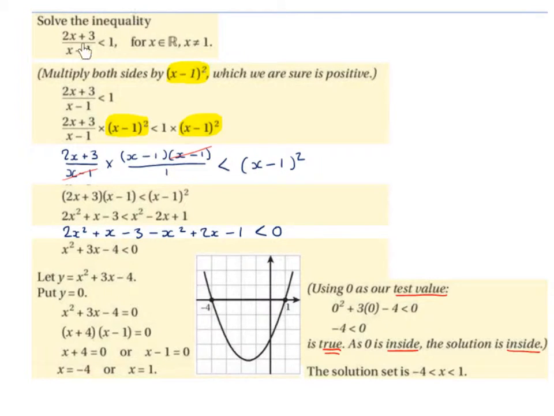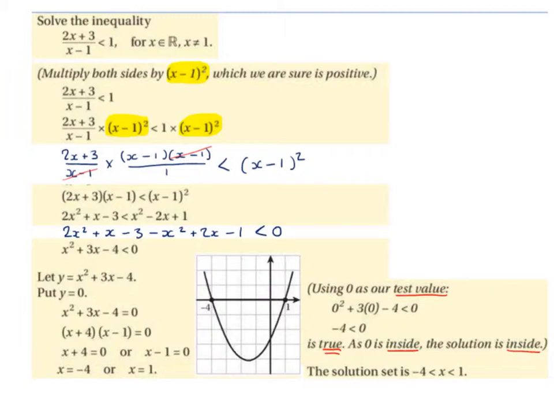Solve the inequality (2x + 3)/(x - 1) < 1 for x elements of the real number set where x is not equal to 1. So what we're going to do is multiply both sides by (x - 1) squared, which we are sure is positive. This is because anything squared has to be positive, and because we're multiplying both sides by a positive, we don't need to flip the inequality.